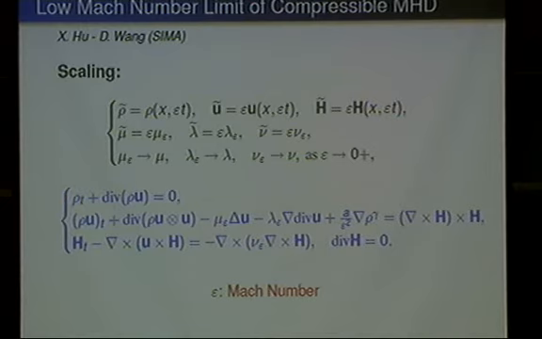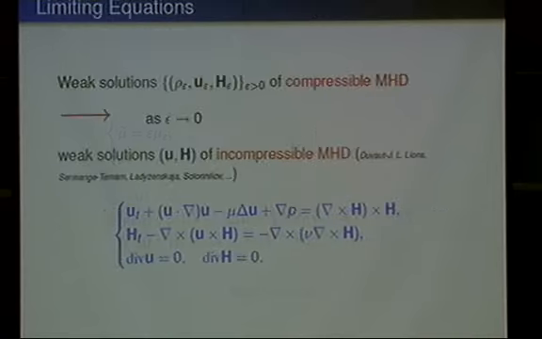So first, you look at this zero Mach number limit. You take the scaling here, where epsilon is the Mach number, and you get this equation. You get the coefficient of epsilon squared over here, and you want to see what happens as epsilon goes to 0. What do you get? The limiting equation. Starting from this one, of course, you have the existence of this weak solution. So the weak solution of this compressible problem as epsilon goes to 0 converges to a weak solution of this incompressible MHD.